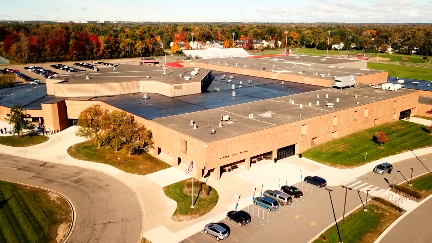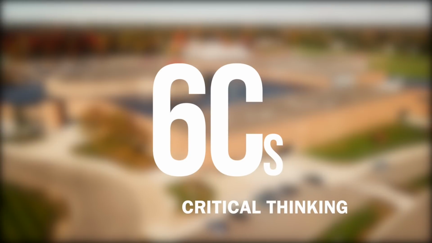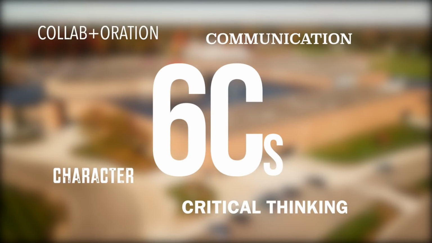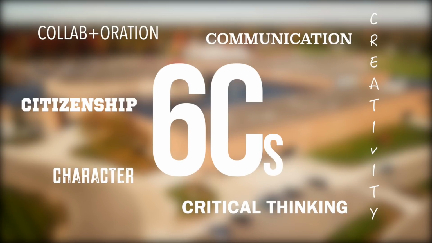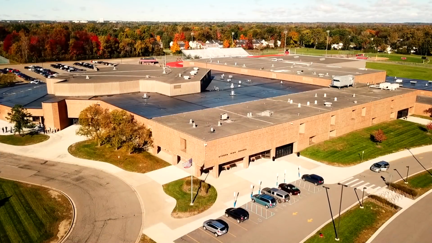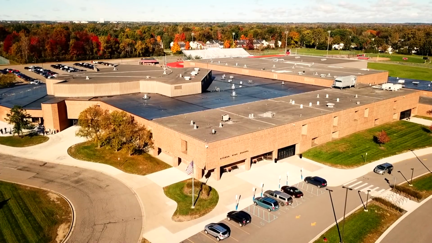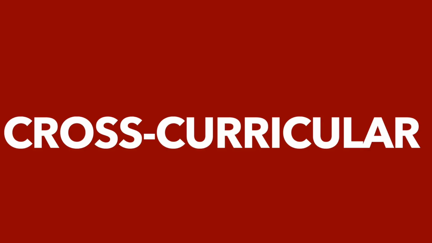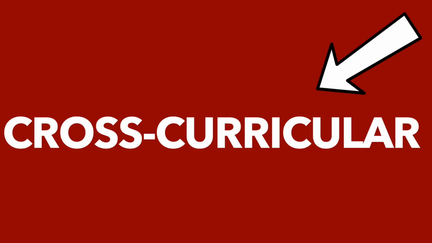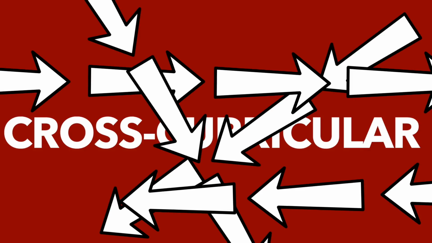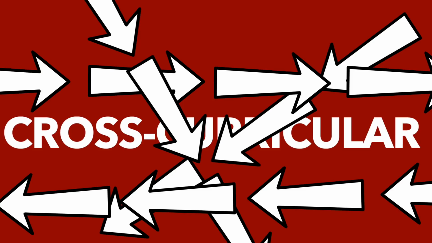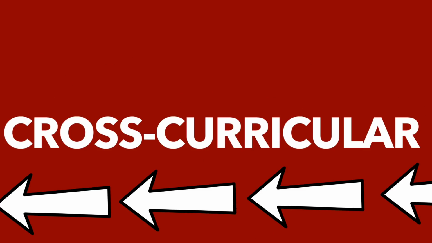Deep learning is founded on the 6 C's: critical thinking, collaboration, communication, character, creativity, citizenship. And here at Athens, I would actually add one more C. Two more C's? Is it two? Two more? Cross-curricular. The potential for connections across subject areas already exists in any project you would assign. So when you emphasize the power of those connections, you can unleash all kinds of deep learning possibility.